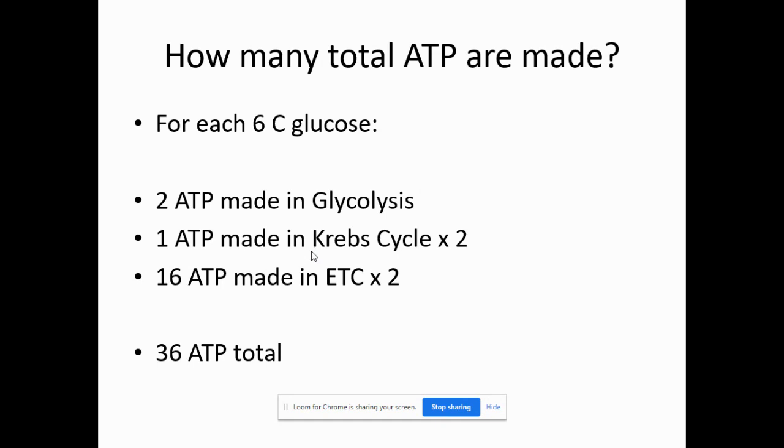So for each 6-carbon glucose molecule that is broken down in cellular respiration, because again, that's what we're doing, we're breaking down a larger molecule to produce energy. For every 6-carbon glucose molecule that is broken down, you get 2 ATP made in glycolysis. You get 1 made in the Krebs cycle, multiply that times 2. You get 16 made in the electron transport chain, multiply that times 2, because each of the pyruvate molecules that are produced here go on and fuel 2 runnings of the Krebs cycle and 2 runnings of the electron transport chain. So in the end, for every 6-carbon glucose molecule, approximately 36 ATP molecules are produced.